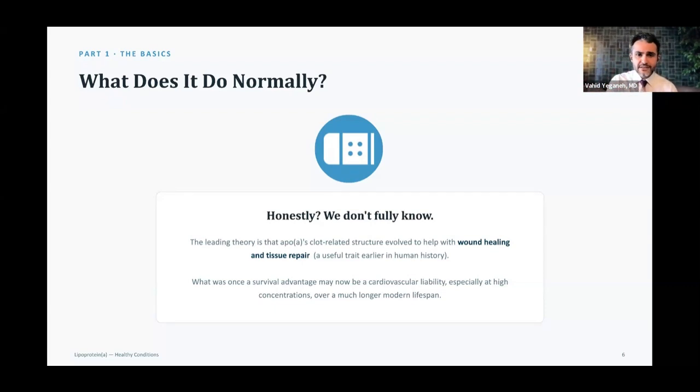And some of the ideas around this wound healing theory are that if you think about earlier in human history, this could be useful, right? That we would clot faster, or that we would be able to heal wounds a little bit better, at the expense of, maybe down the road at 60, 70, 80, 90, this could be an issue, but we weren't living that long back then. So that's the theory: this is something that probably was useful earlier in human history, and it's just no longer as useful for us as our environments have changed, our longevity has changed.